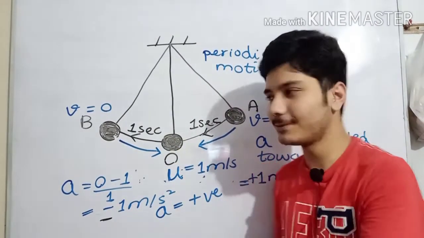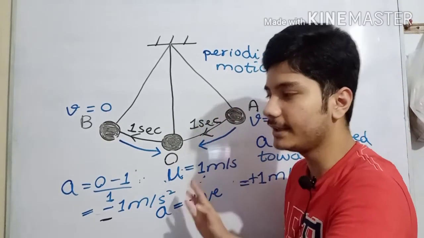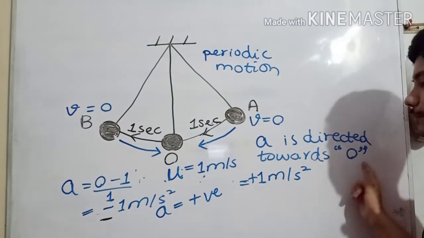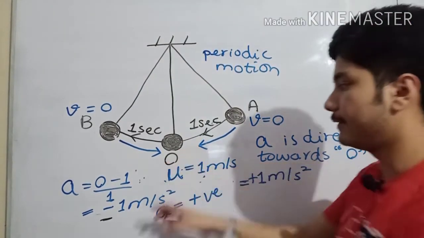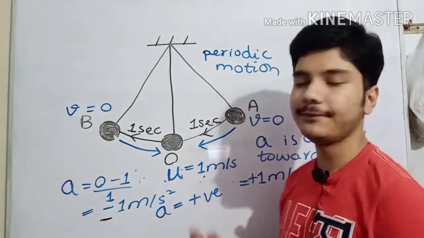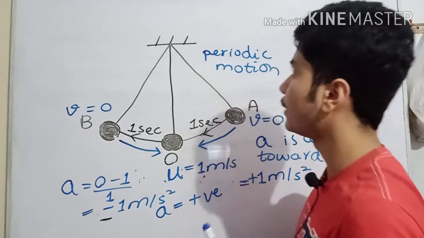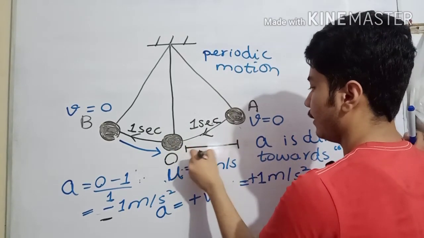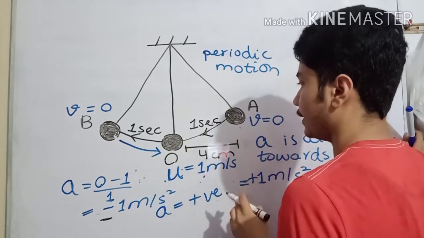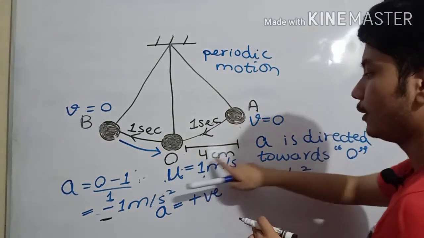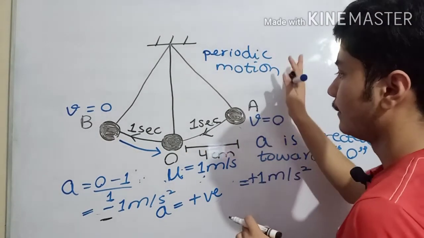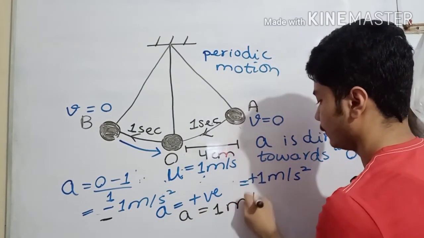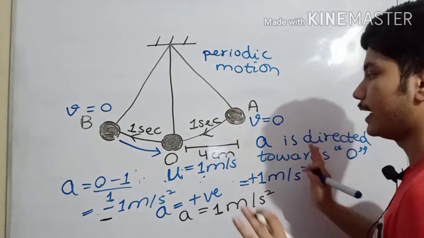So the first point of simple harmonic motion is that in a periodic motion, the acceleration is directed towards the mean position, which I have indicated by O. So the first point we have understood. Now the second point I'm going to tell you about: I have displaced the pendulum by 4 centimeter, and when I displace the pendulum by 4 centimeter, its acceleration is 1 meters per second square, as we have calculated.